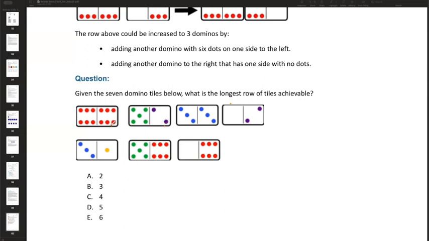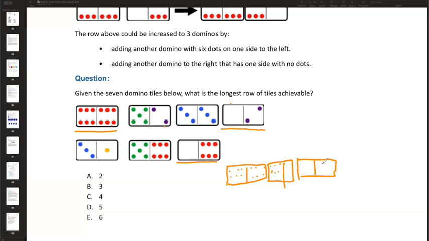So if we start with this pattern, this is the 6-6 domino. Then we continue with this one, where we have the 6 pattern on one side, and the other side is blank. We can continue with the blank piece like this, and the other side is a 2 pattern.